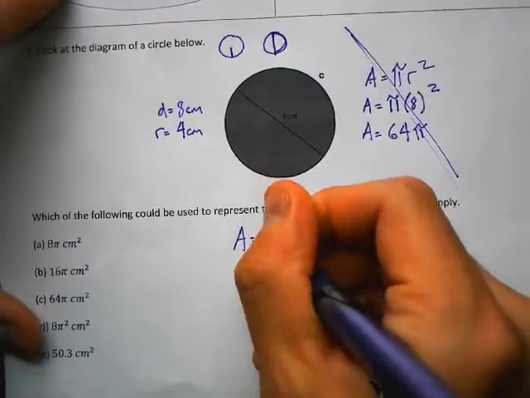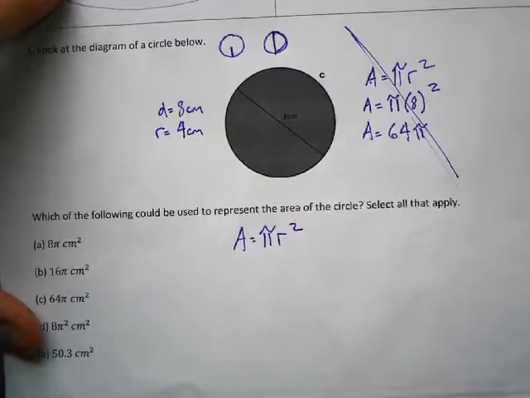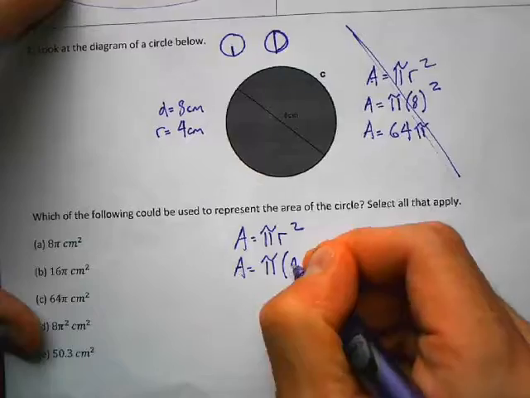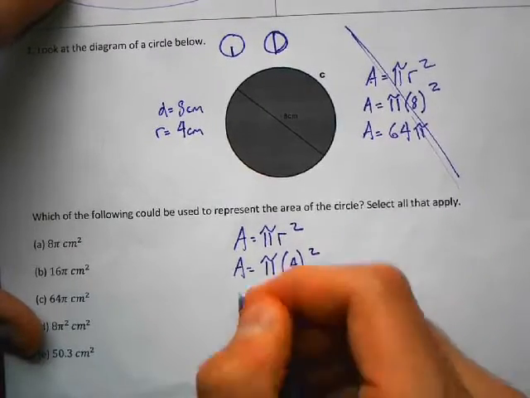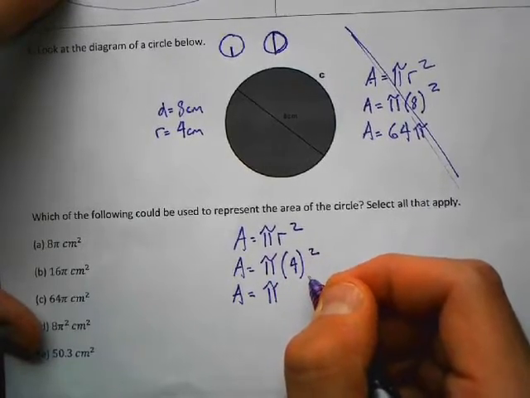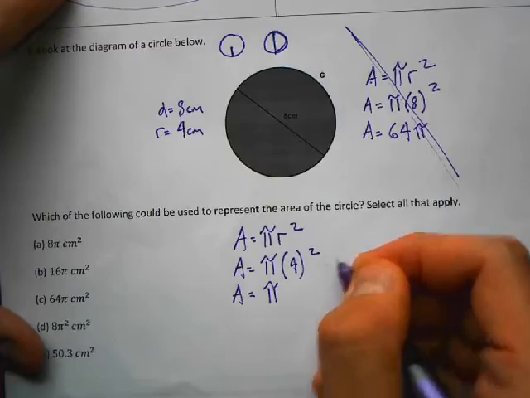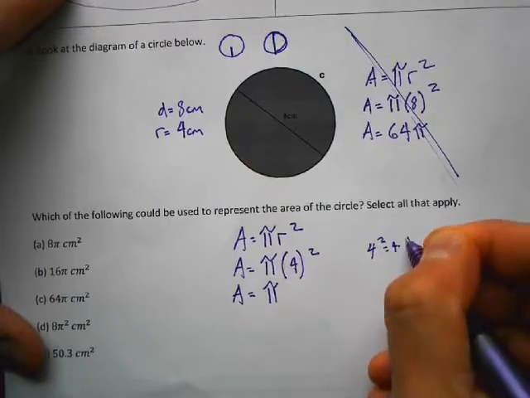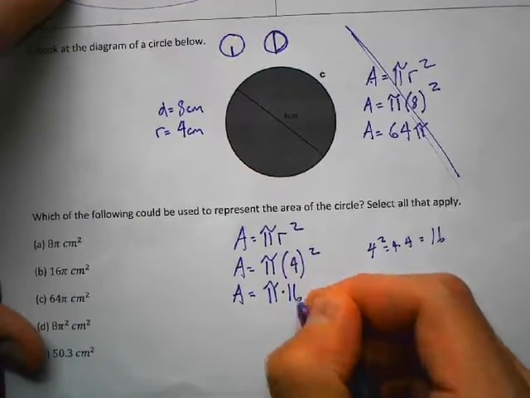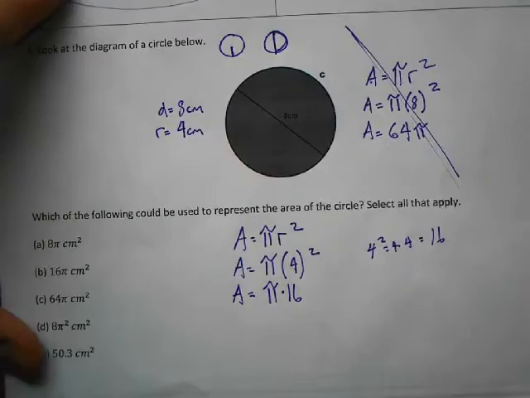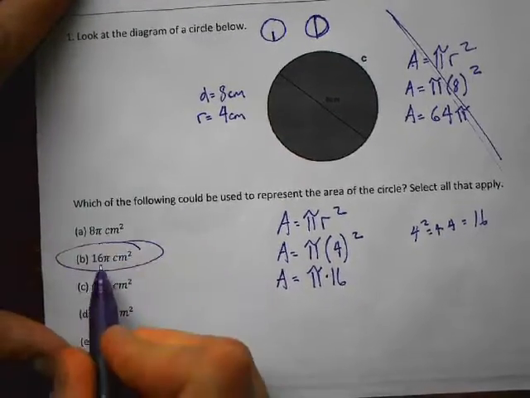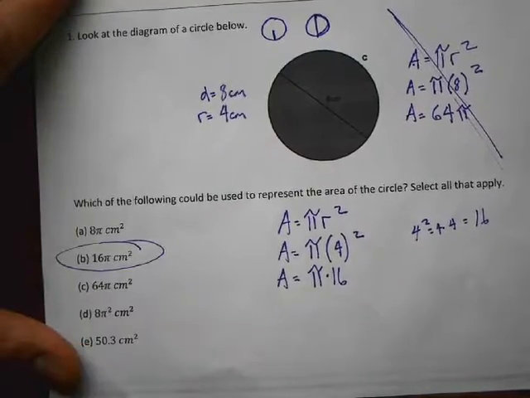Area is equal to pi times the radius squared. Area is equal to pi. Let's substitute in 4 for that radius. Area is equal to pi. 4 squared is not 8. Don't make that mistake. 4 squared is 4 times 4, which is 16. So pi times 16, or 16 pi. We already see a correct answer here. That's one of my correct answers, 16 pi centimeters squared.